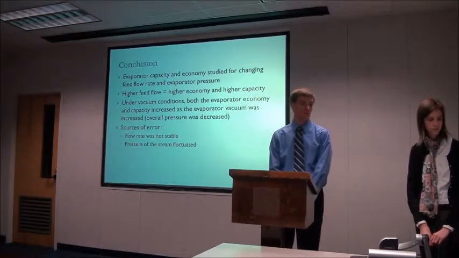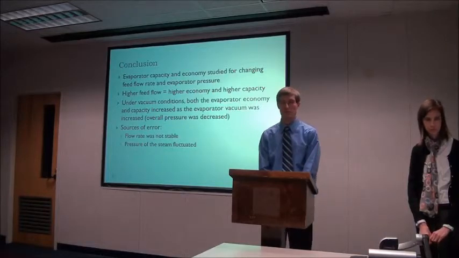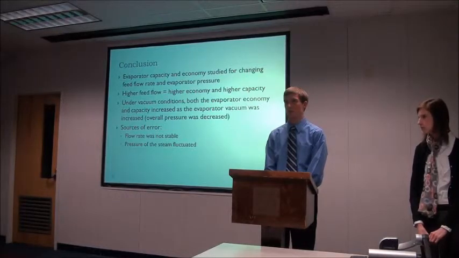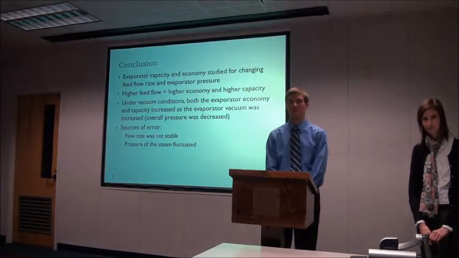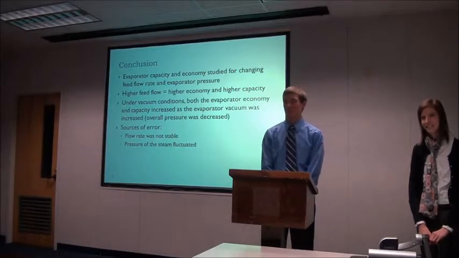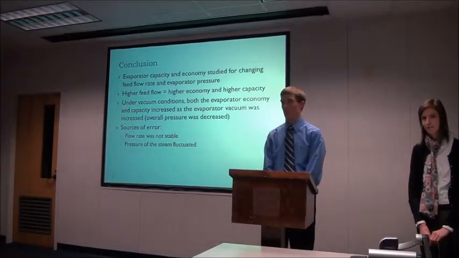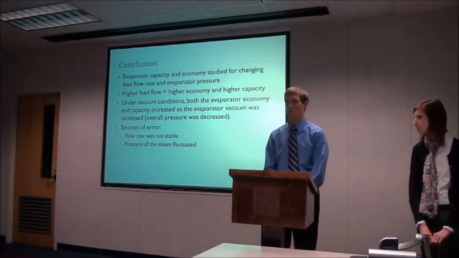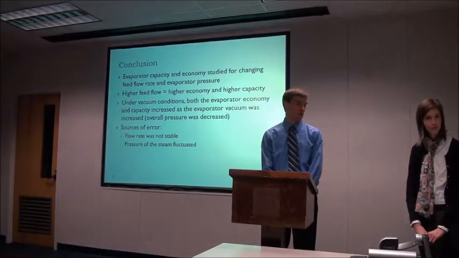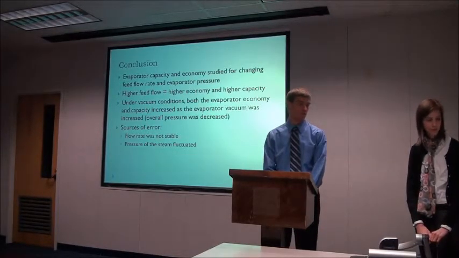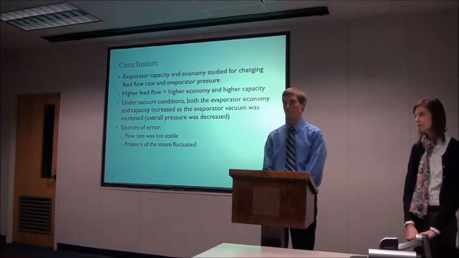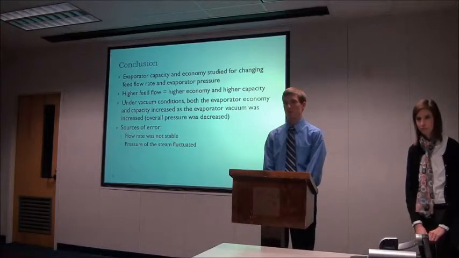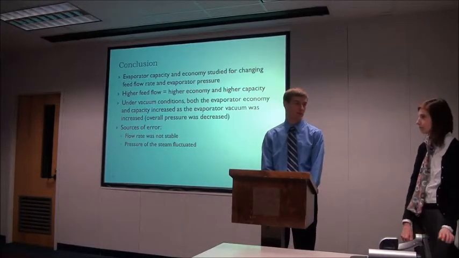Some possible sources of error were that the flow rate was not as stable as we wanted it to be, because there was a really loud compressor or some sort of machine that ended up fluctuating the flow meter a little more than we expected, so it may not have been exactly what we wanted, but that can be changed later on. And then the pressure of the steam was also fluctuating, especially in the second trial. We're not exactly sure why at this point, but if that could be fixed, that would be better.